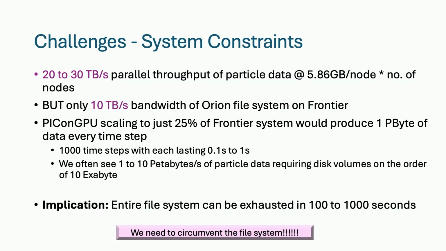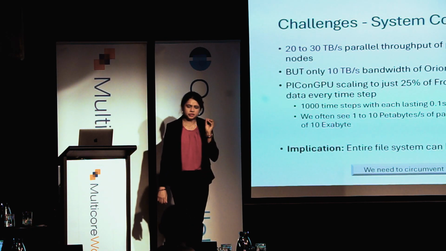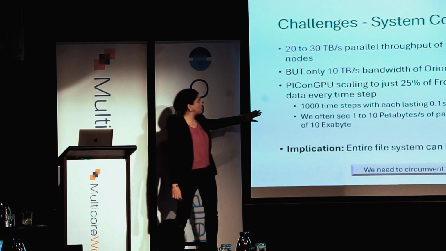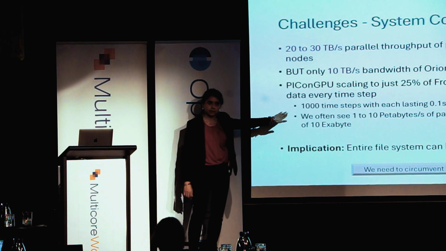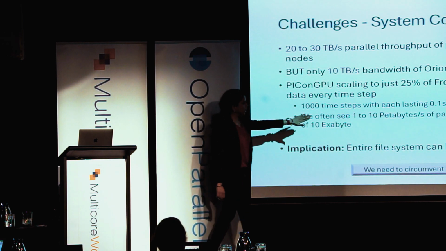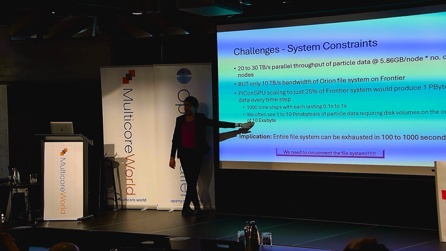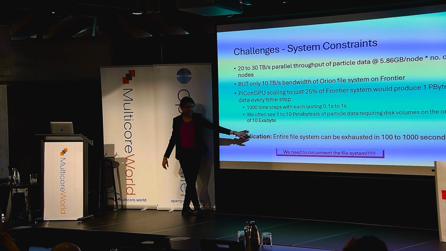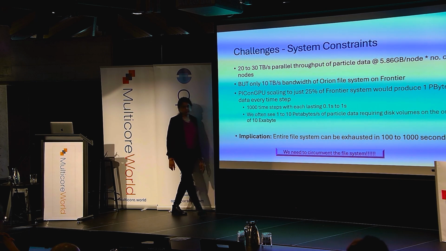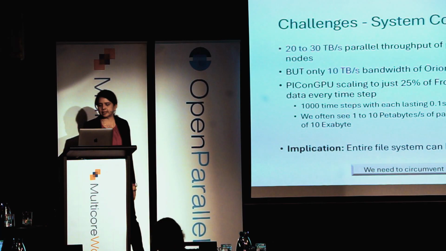Fundamentally, the challenge was the terabytes of parallel throughput of particle data we have for the code, right? And the Orion file system on Frontier had a bandwidth of 10 terabytes. So PIConGPU scaling to just 25% would produce 1 petabyte of data every time step, right? And then thousands of time steps, each lasting 0.1 to 1 second, you're already looking at 10 exabytes of storage capacity. That's not practical. You just can't keep increasing the storage capacity. The implication was that the entire file system would be exhausted in 100 to 1,000 seconds, which is not okay.